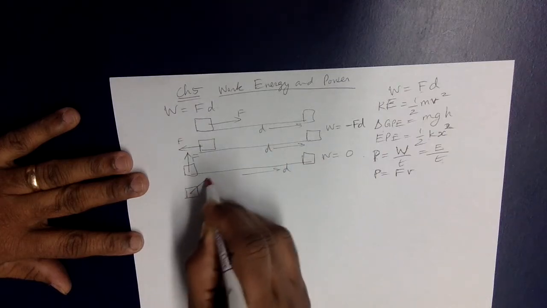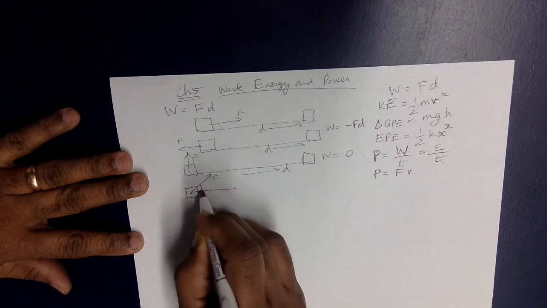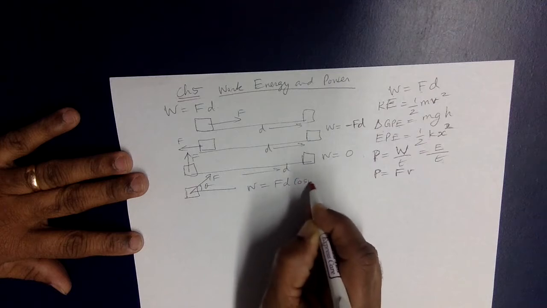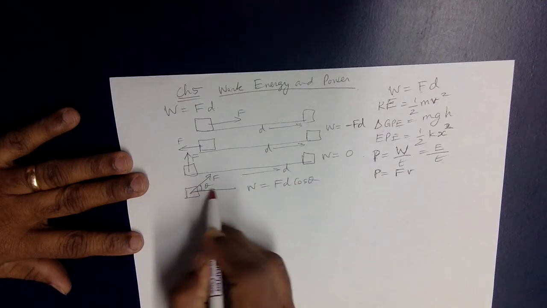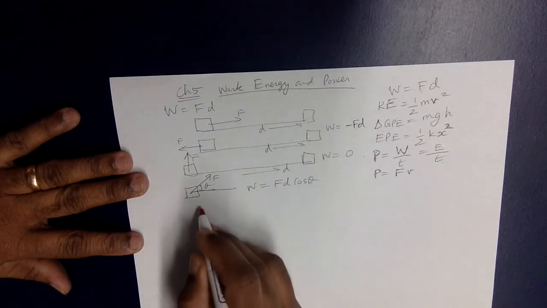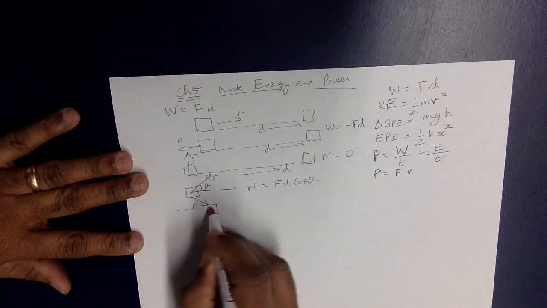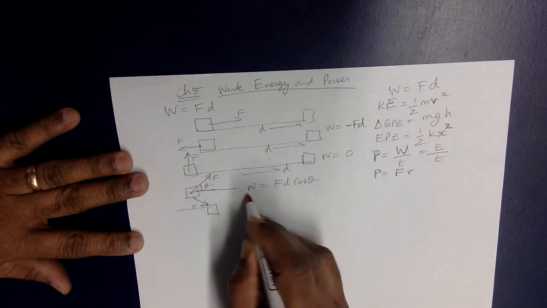If the force is at an angle, then the work done is Fd cosine theta, because only the cosine component of this force will do the work. It also can be for pushing. If you push an object at an angle theta, the same equation applies.